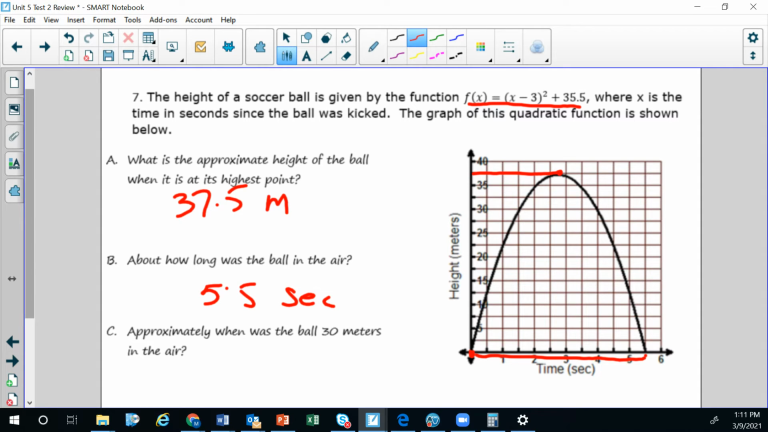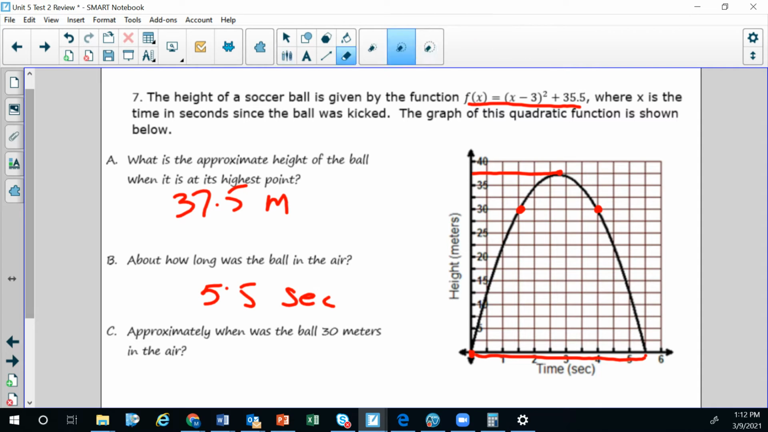Okay, and C, approximately when was the ball 30 meters in the air? Well, let's see. The ball was right here, and that's on its way up. And on its way down, the ball was right here, also at 30 meters. So there are two different times when the ball was at 30 meters. The first time is 1.5 seconds.